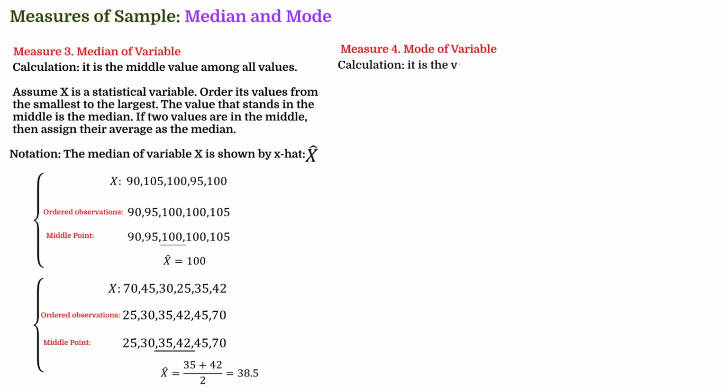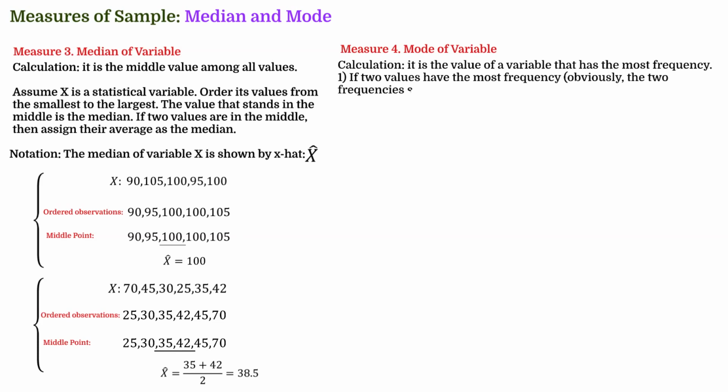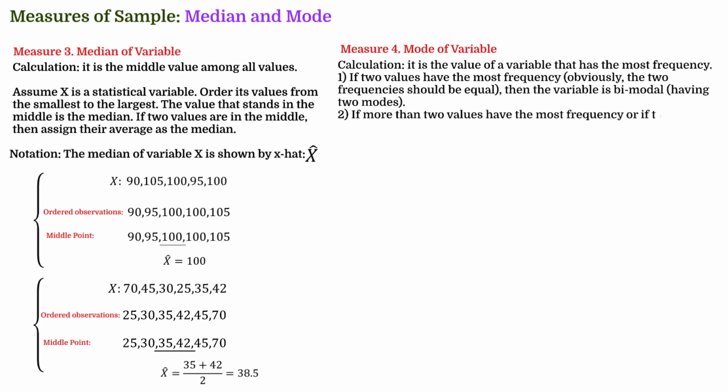Measure 4, mode of variable. Calculation: it is the value of a variable that has the most frequency. If two values have the most frequency, obviously the two frequencies should be equal, then the variable is bimodal, having two modes. If more than two values have the most frequency, or if the frequency of all values are equal, there is no mode for the variable.